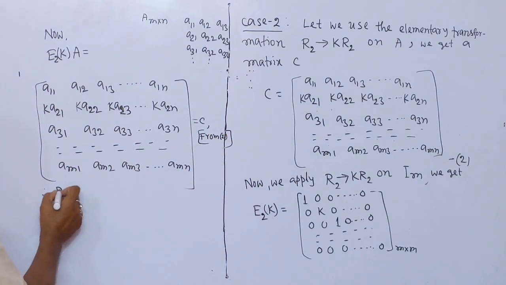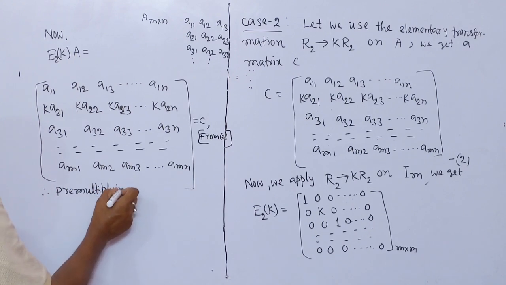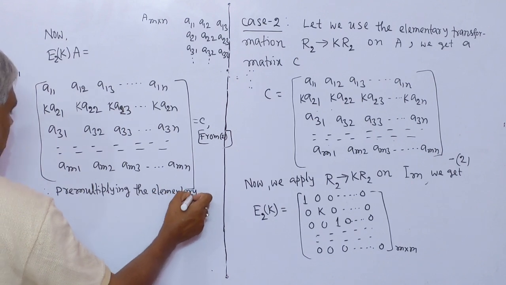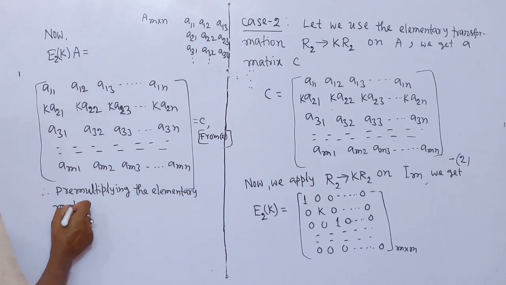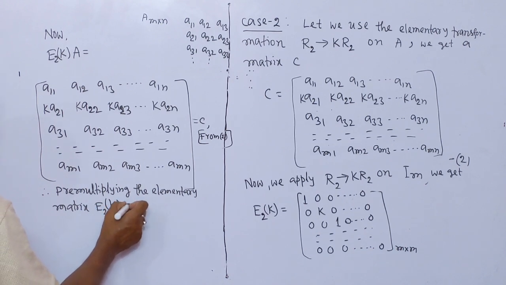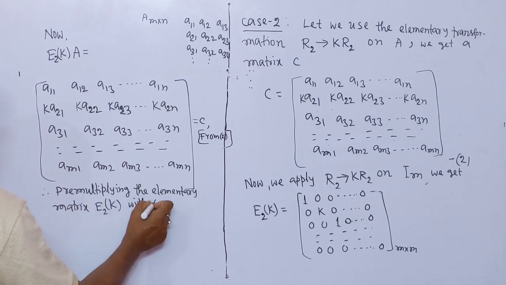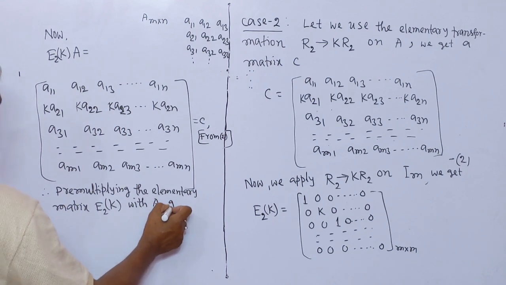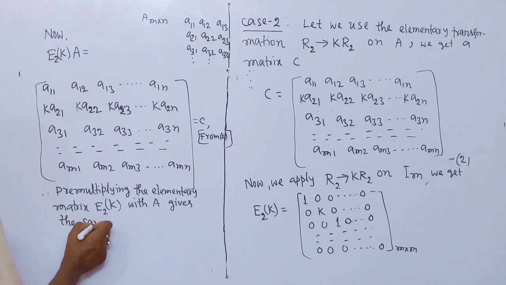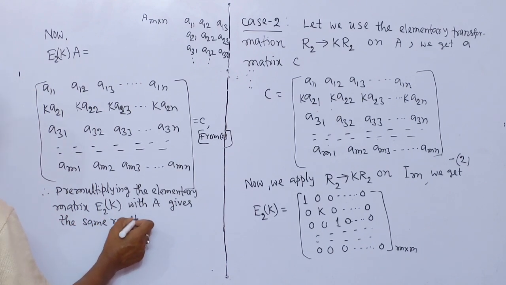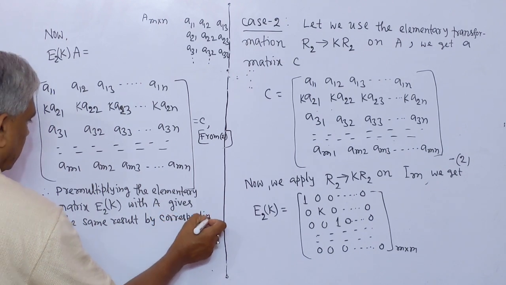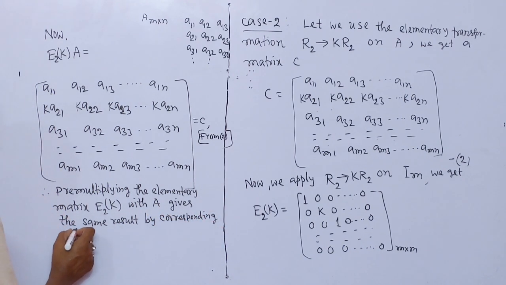Therefore, pre-multiplying the elementary matrix E2K with A gives the same result as the corresponding elementary row transformation.